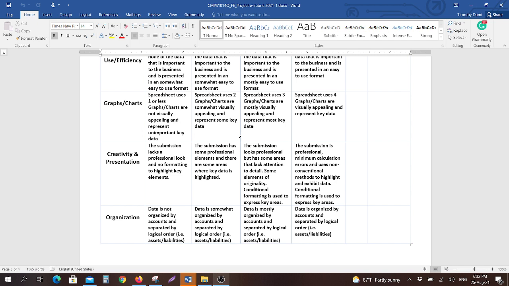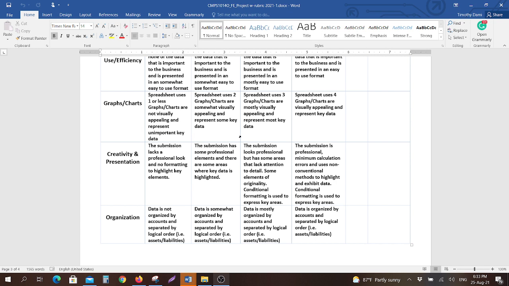The creativity and presentation, that means that you should have minimal calculation errors. You should use non-conventional methods to highlight and exhibit data, which means that you should have conditional formatting. You could use table formatting inside the Excel spreadsheet. And you want to make sure that the conditional formatting is not just that you will highlight a cell by giving it fill or color or giving it highlighter. You actually have a condition to where if a certain condition is met, the cell will look a certain way.